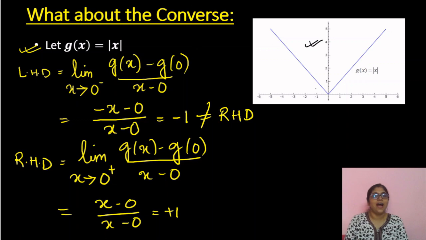In the graph you can see this is the graph of the modulus function. At 0 the graph is very sharp, and at 0 we can draw various tangents, not one. But for the condition of differentiability at a point, there should be a unique tangent. So from the graph also we can say it is not differentiable at x is equal to 0.